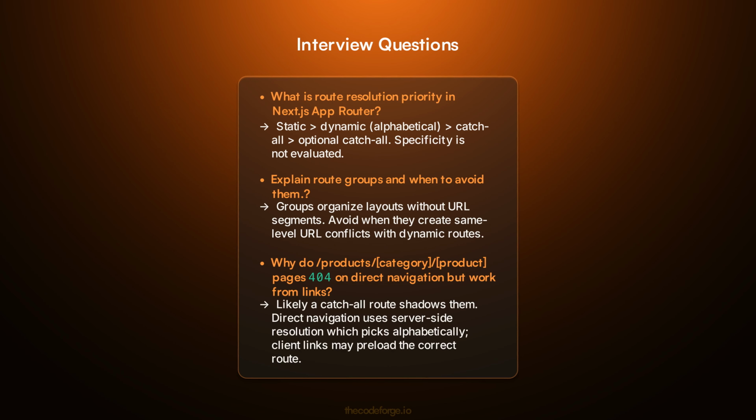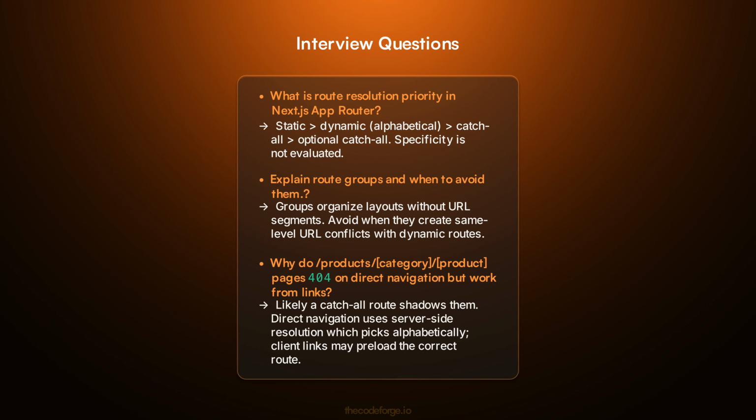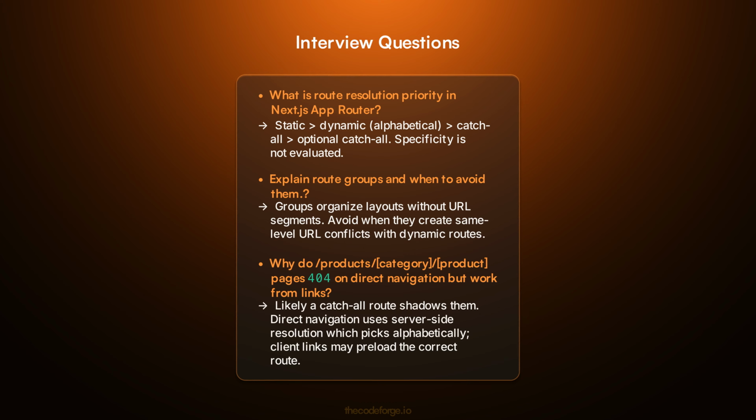Let's run through some common interview questions. What is route resolution priority in Next.js app router? Static, dynamic, alphabetical, catch-all, optional catch-all. Specificity is not evaluated. Explain route groups and when to avoid them. Groups organize layouts without URL segments. Avoid when they create same-level URL conflicts with dynamic routes.